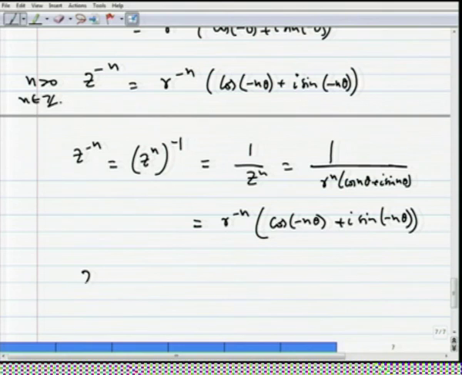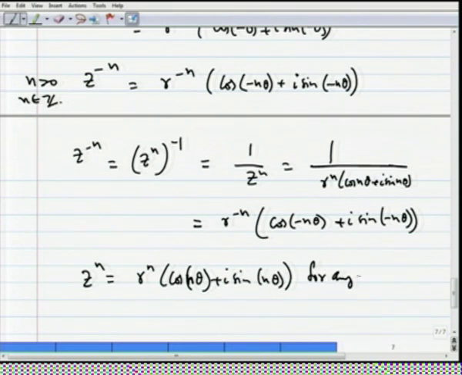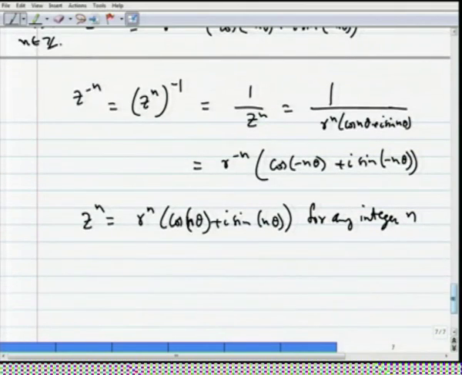Okay. So, it is true that z^n is r^n cosine nθ plus i sin nθ for all integers n, for any integer n. And this is referred to as De Moivre's formula.